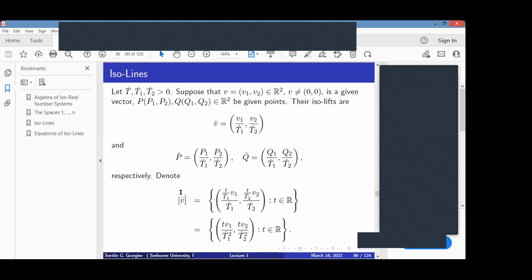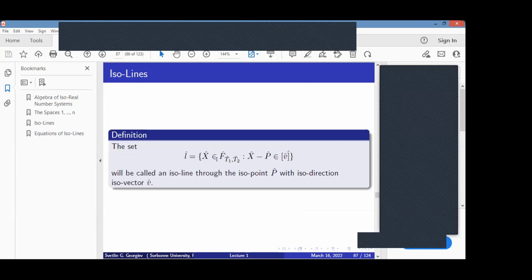We define this set, which is given in this way. Here participate the first isotopic element of power 2 and the second isotopic element of power 2. Then the set of all iso points for which this iso difference belongs to the previously defined set will be called an iso line through the iso point hat P with iso direction, iso vector hat V.